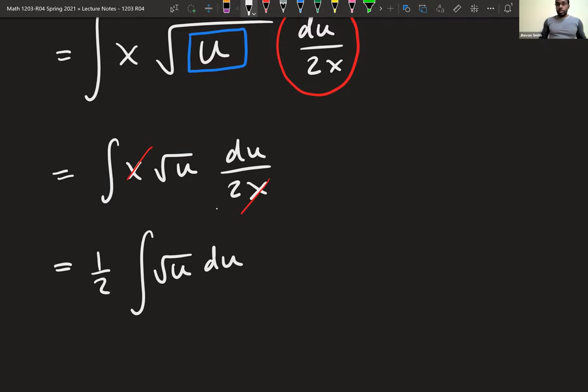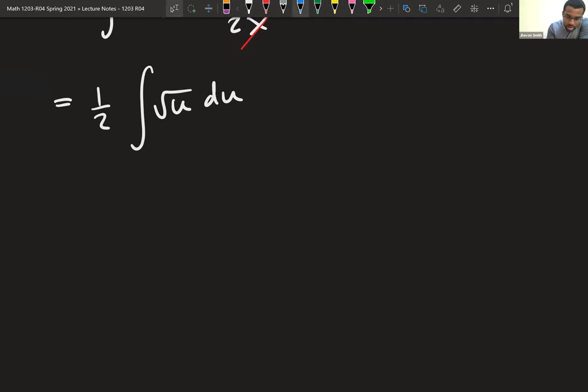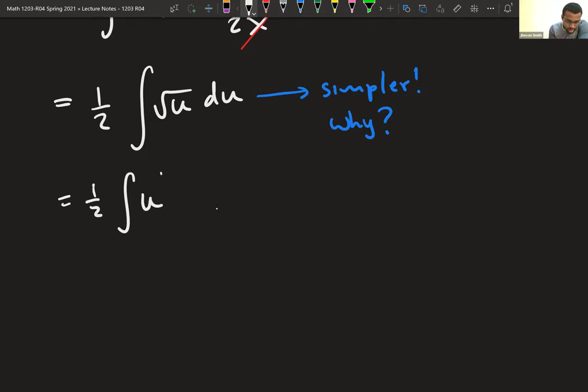So now there's something very important and very nice about this integral. It's actually easy. It actually looks like a basic rule. Now this guy here is simpler. Why? Well, see, that guy is just this. Looks like a basic rule.